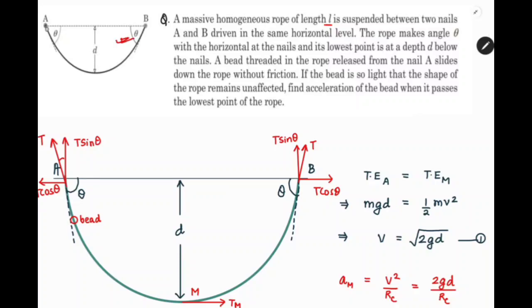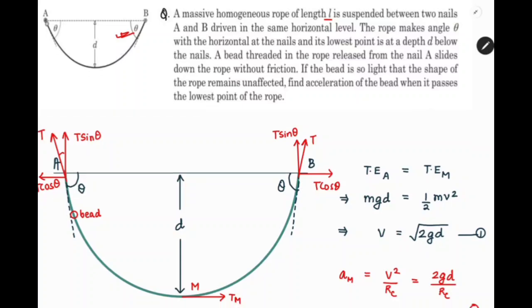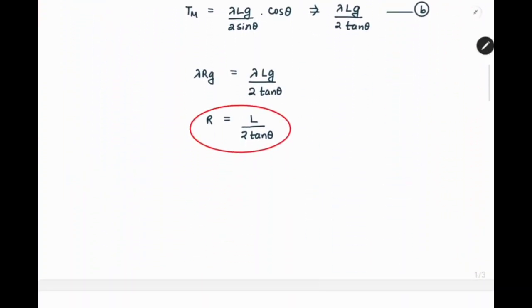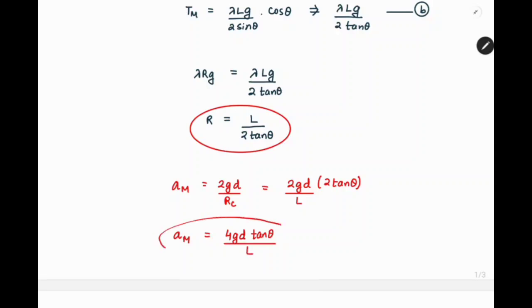So A can be written as 2gd by R. So acceleration at point M, which is equal to 2gd by R, can be written as 2gd by L into 2 tan theta, and therefore we say that acceleration at M is equal to 4gd tan theta upon L. So this is the final answer for this particular problem which we are solving.